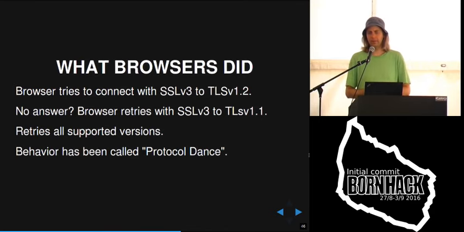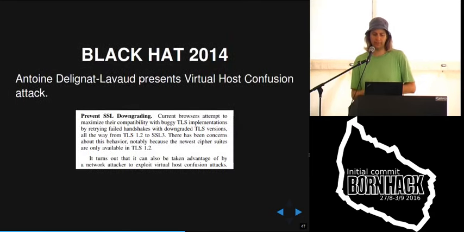What the browsers did over the years is that they said, we need to handle this somehow. When we introduce new TLS versions, we cannot break 10% of the internet. So they implemented a fallback. If our connection with TLS 1.2 fails, we will try it again with TLS 1.1. Then we will try again with TLS 1.0, and then again with SSL version 3. We will just try all the versions we support, which sometimes has been called a protocol dance. I think this term was coined in the Poodle attack paper.